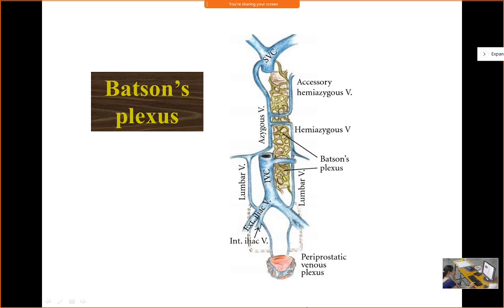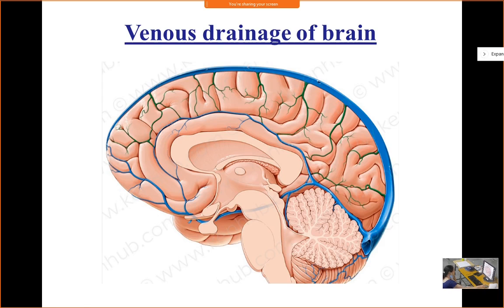Now we are coming to the venous drainage of the brain. In this venous drainage, there are superficial veins and deep veins. The superficial veins can be divided into three types: the superior cerebral vein, middle cerebral vein, and inferior cerebral vein. The superior cerebral veins are present on the superolateral surface as well as on the medial surface, not on the inferior surface.